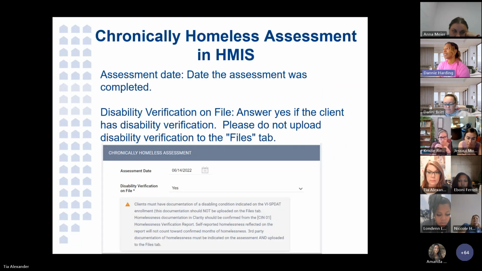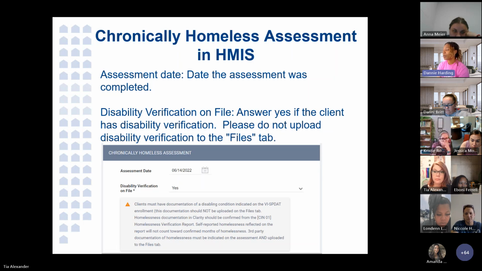Assessment date, the date the assessment was completed. This field is auto-completed. Next is the disability verification on file question. Answer yes if the client has disability verification in the provider's file that is ready to be provided to a housing provider if and when a client is matched.